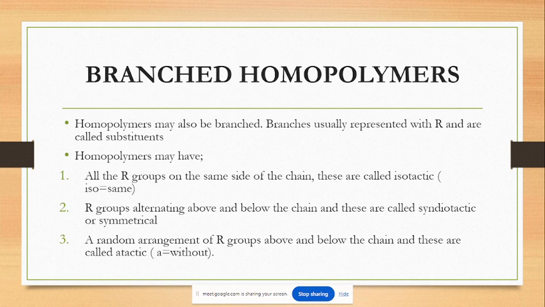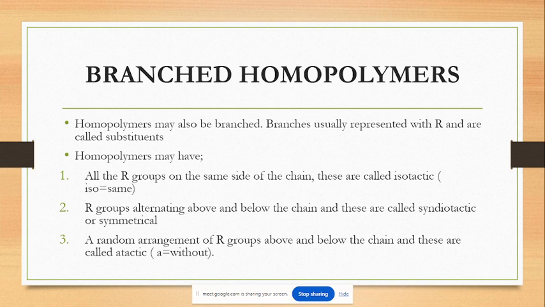So the last time we said it can be on top or down, but as long as they are on the same side, that polymer is said to be isotactic. If the R groups, on the other hand, are alternating above and below the chain, these are called syndiotactic. So when we say syndiotactic, it means there is some kind of symmetry, a regular alternation. You'll be able to see the illustration in the next slide.